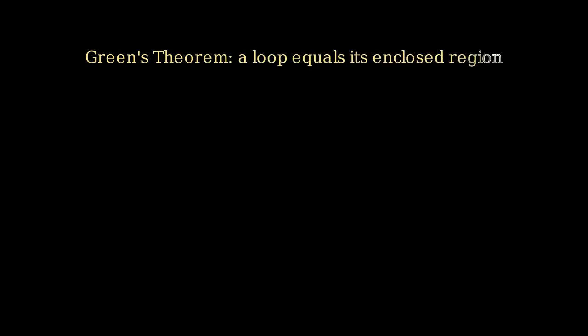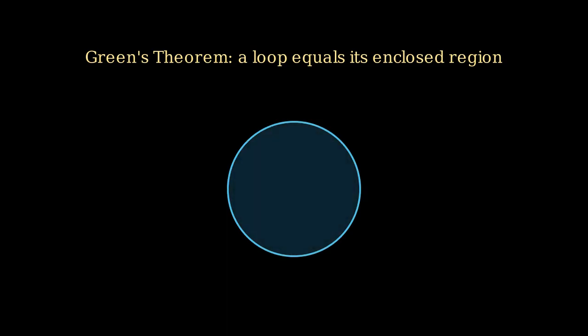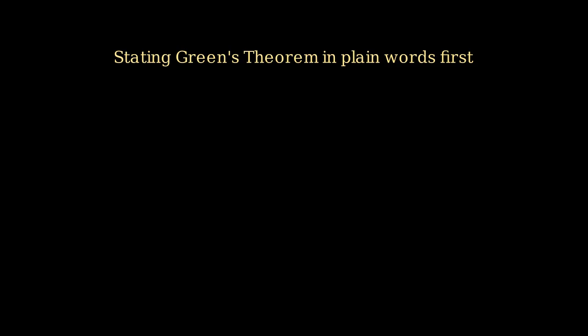Green's theorem is a rule that connects two different ways of measuring the same thing. It tells us that a line integral going all the way around a closed curve equals a double integral spread over the flat region that curve encloses. Let's state the formula in plain words first.